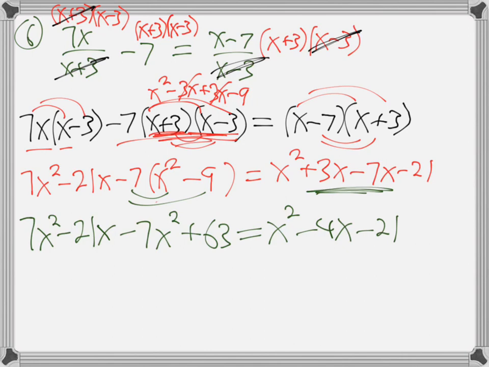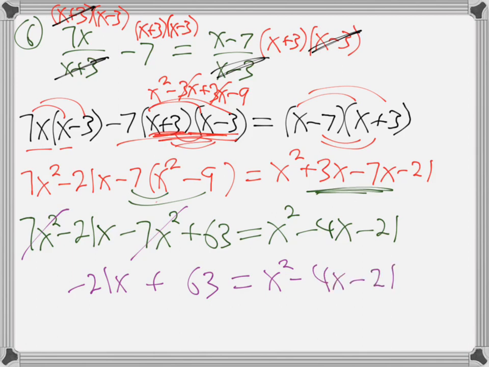Are you tracking with me? So on that left side, 7x squared and minus 7x squared, they're gone. That's nice. So then we have minus 21x plus 63. Over here, x squared minus 4x minus 21. All right. Are we good to there? Questions I can answer to there? Okay, and then x squared disappeared, then do we make it 0? Exactly. Good. Everybody good with that?